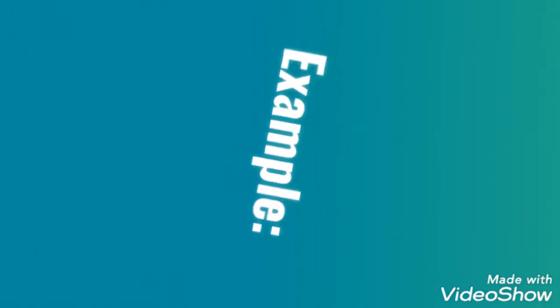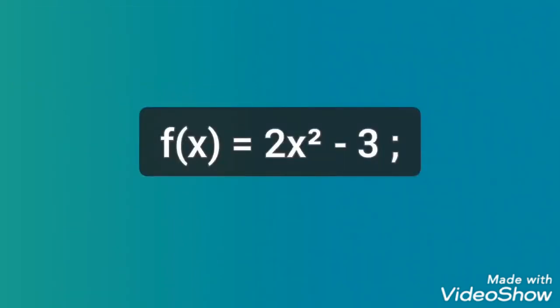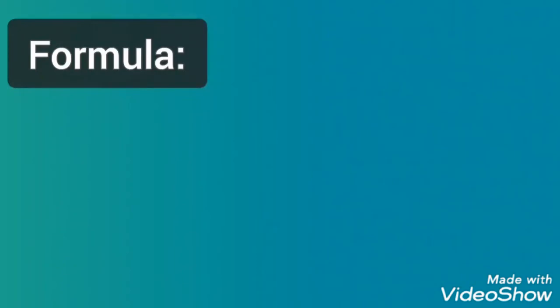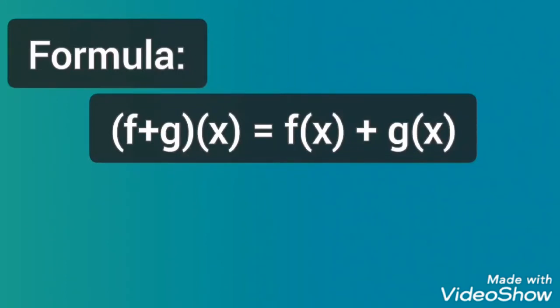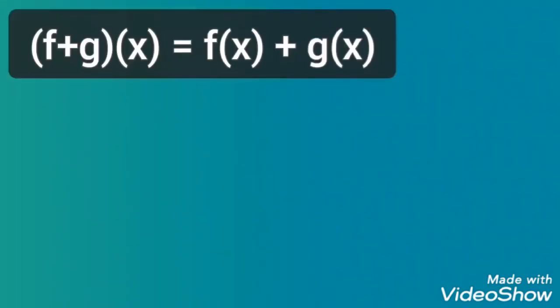Now, let us have some examples of this. So, if we are given here an f of x, which is equal to 2x squared minus 3, and g of x equals 3x plus 1. So, first we are going to add these two functions. Just by following the formula, we have here f plus g of x equals the f of x plus the g of x. And then we are just going to substitute the values of f of x and g of x.